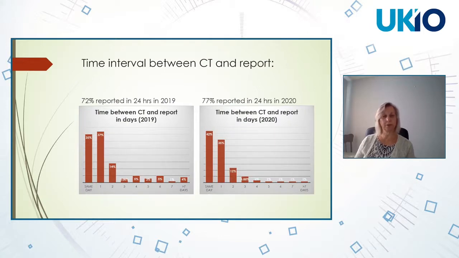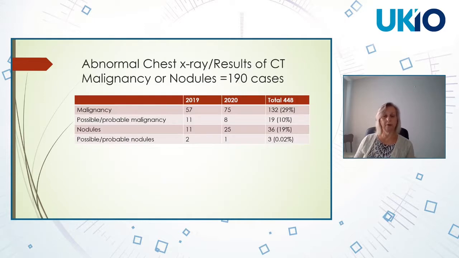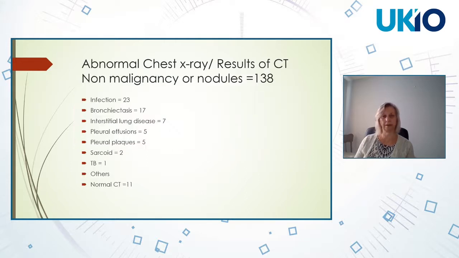The time interval between the CT being reported and going towards the chest physicians was 72% and increased to 77% in 2020. We found a total of 29% of malignancies, 10% with probable or possible malignancy. We found nodules in 36% and possible nodules in 3 patients, equivalent to 0.2% of patients.